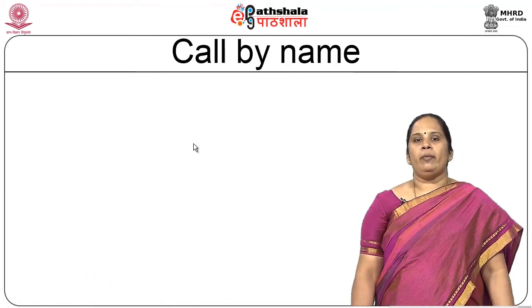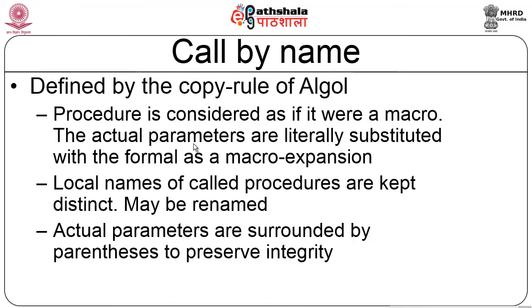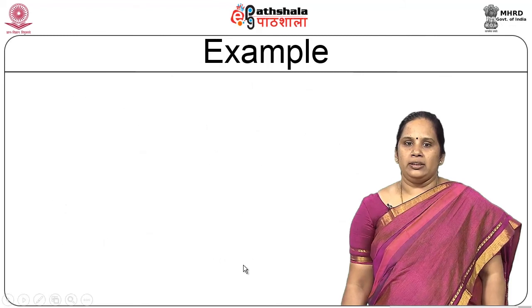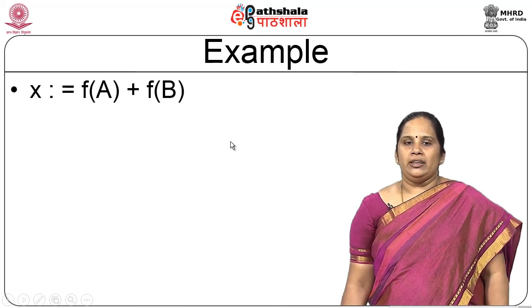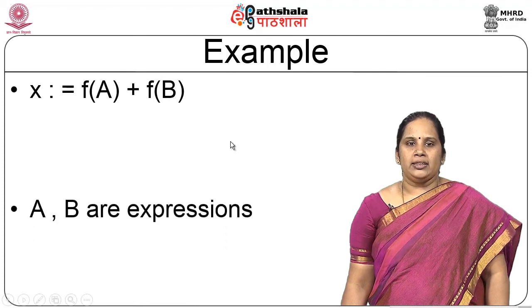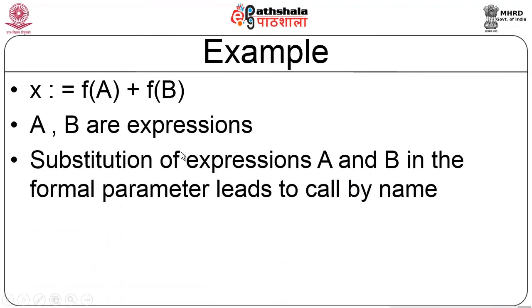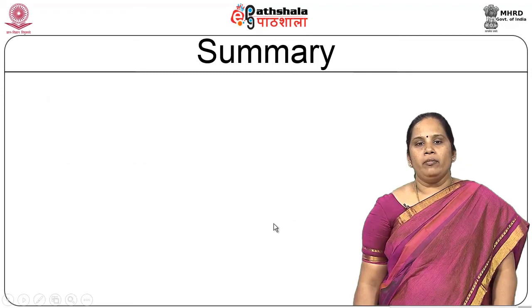The last one is call by name. It is defined by the copy rule of Algol language, where a procedure is considered as if it were a macro. The actual parameters are literally substituted here with the formals as in the case of macro expansion, and the local names of the called procedures are kept distinct, that is it could be renamed also. Actual parameters are surrounded by parentheses to preserve integrity. So this is the situation. So f of a plus f of b is your assignment to x. Here a comma b are expressions, and substitution of expressions a and b in the formal parameter leads to call by name. Okay, that is substituting, just called call by name.